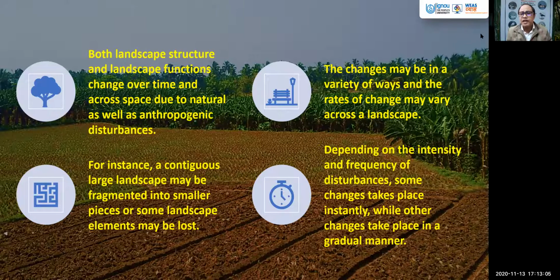Depending on the intensity and the frequency of disturbances, some changes take place instantly. For example, with a landslide, you will see the changes instantly, while other changes take place in a gradual manner, for example, the natural ecological cycle. In that way, sometimes we do not know how it was happening.